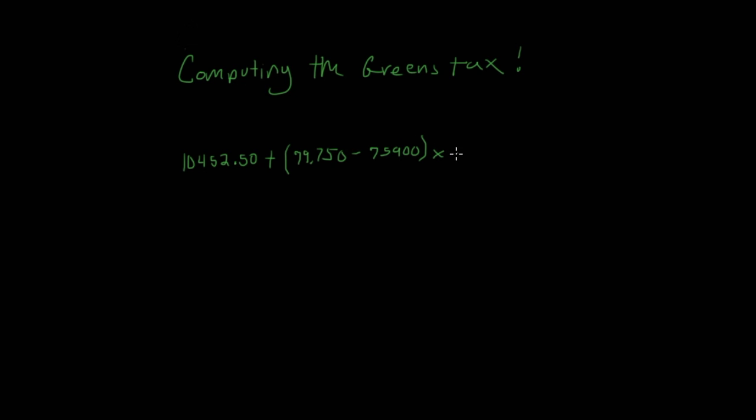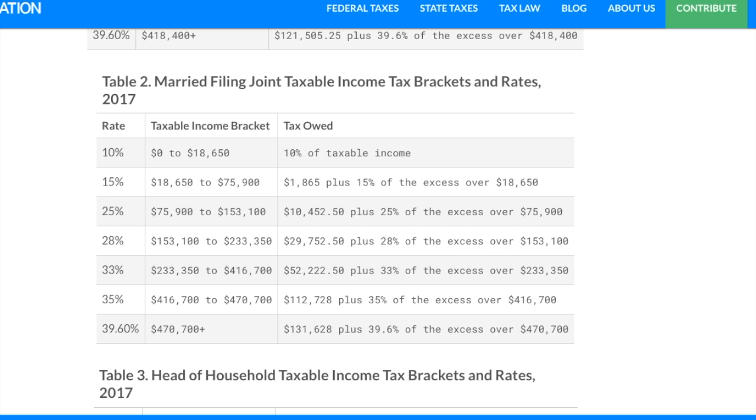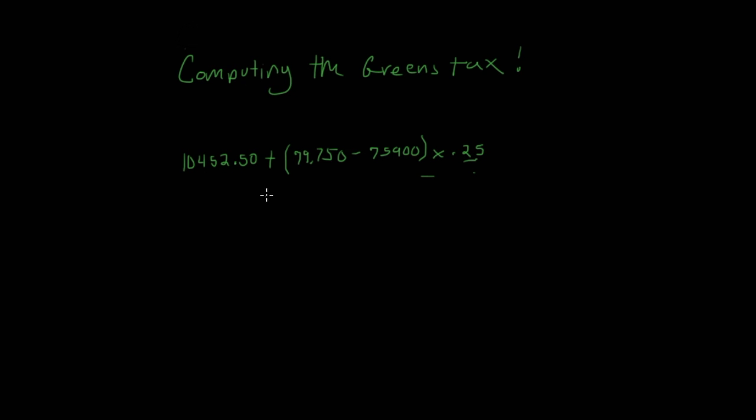But you guys can do it however you like. You can type in the equation and get the answer quickly. But I'm going to show you guys how to get this step by step. First, you take the $10,452.50 and you're going to add that at the end, but we're going to carry it along the way.